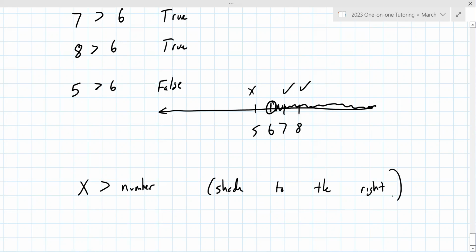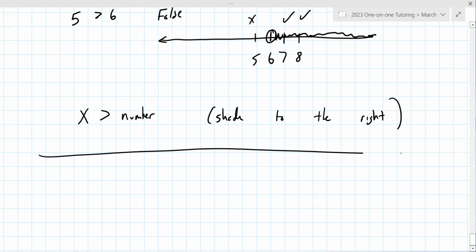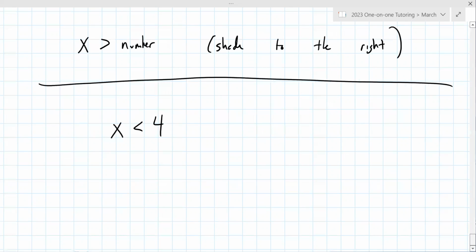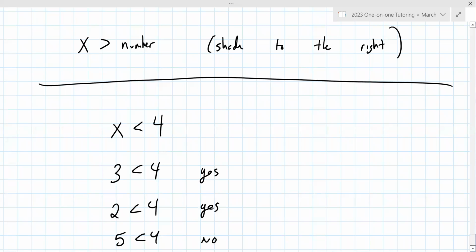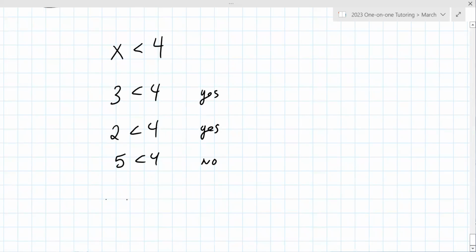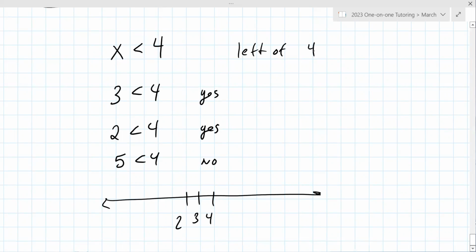It also works going the other direction. So let's say, and we've done this before, x is less than 4. Is 3 less than 4? Yes. How about 2? Is 2 less than 4? Yes. But is 5 less than 4? No. So we go to our number line again. Here's 4. Everything to the left of 4. Exactly, all numbers to the left of 4.